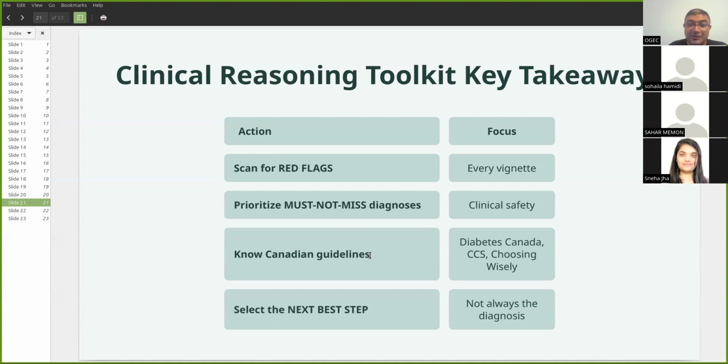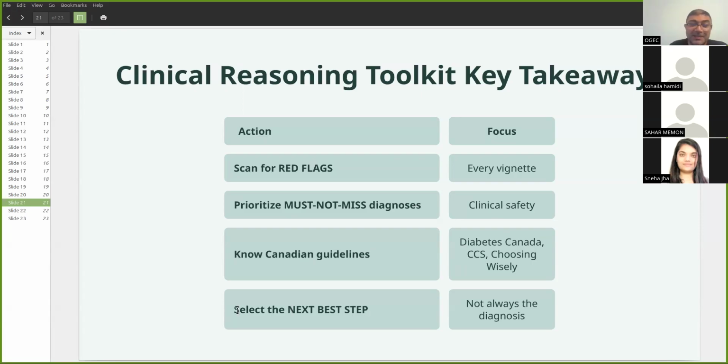Another thing is we have to know the Canadian guidelines, because every year they are updated, and the figures and the protocols come from these guidelines, and the questions in MCCQ1 reflect those guidelines. These are Diabetes Canada, Canadian Cardiovascular Society, Choosing Wisely. These are the most common ones.